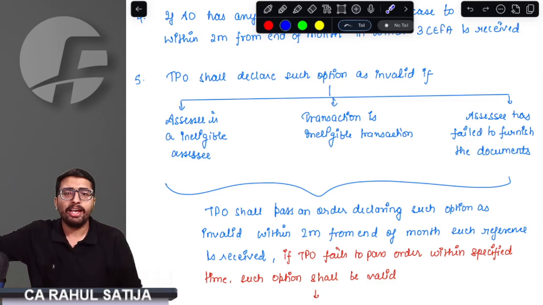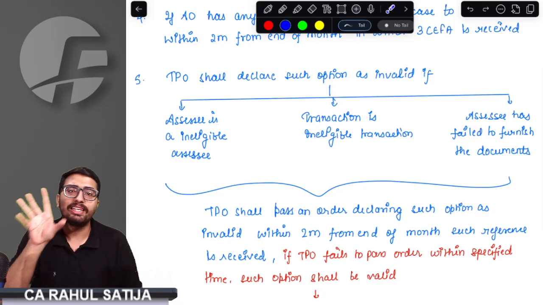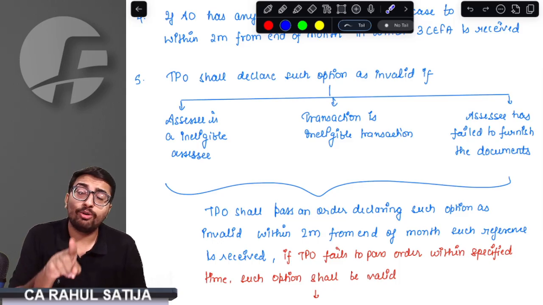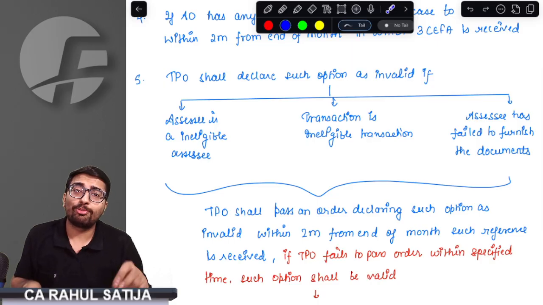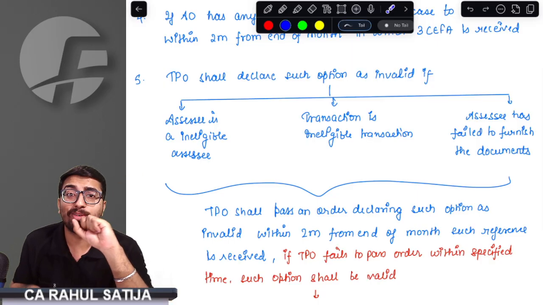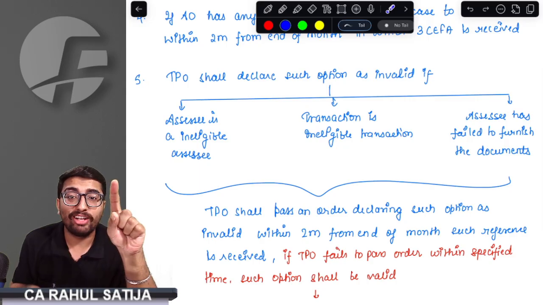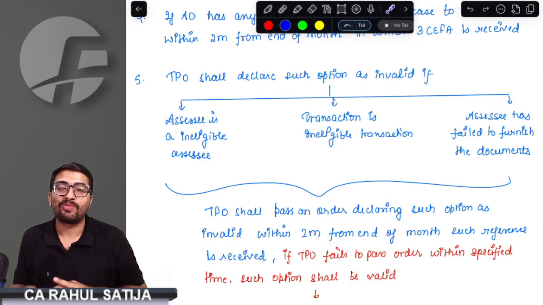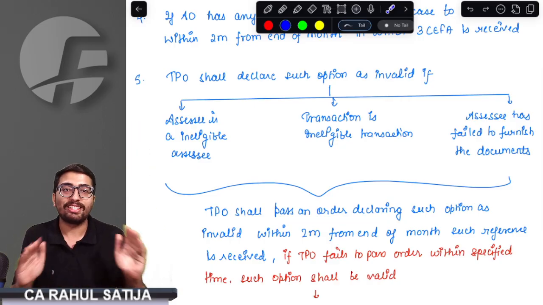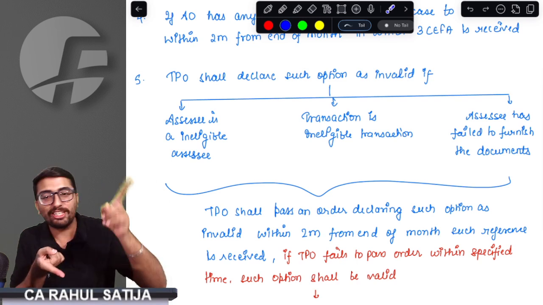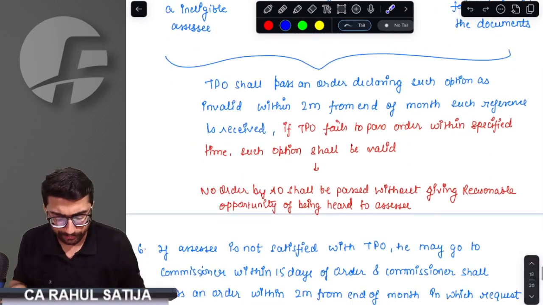So what did I just say? The TPO can declare the safe harbor rules as invalid. The best part of this topic is, if the TPO fails to provide any order within 2 months, what will happen? Will the safe harbor rules be invalid? The right answer is that the safe harbor rules will be valid. If the TPO has failed to provide any judgment in 2 months, safe harbor rules will be valid.